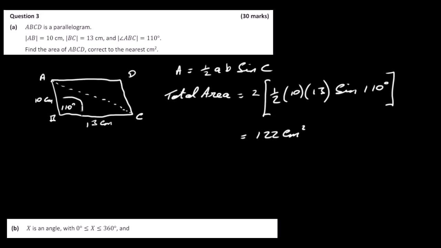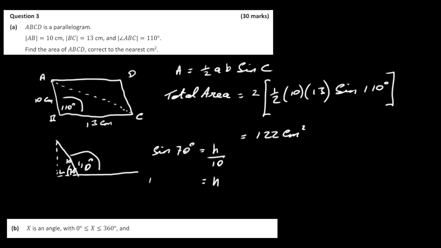Now the other way of doing that is possibly to have a look at this here. So you have something like this, which is 110 degrees. And you could have a look at making a triangle here, a right angle triangle. We know that this is 10 here. So we know that this here is going to be 70 degrees. So you could find the height here by just doing sine 70 degrees is equal to, we'll call it h for height, over 10. So therefore the height is 10 sine 70 degrees.